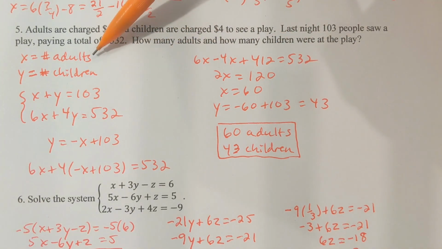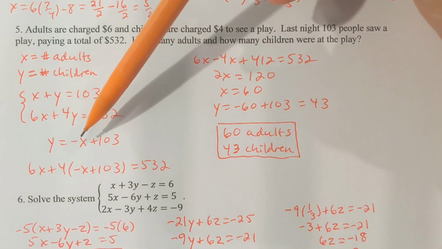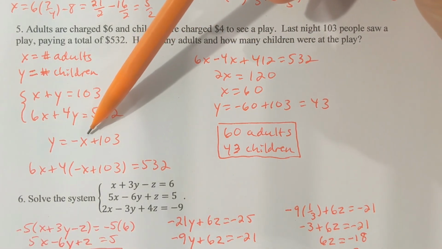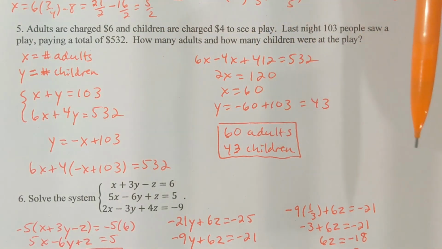There were 60 adults at the play, and then knowing that x is 60 means that I can get y by plugging that number into my substitution equation. Negative 60 plus 103 is 43 children that were at the play. So that would be the right answer there for problem 5.